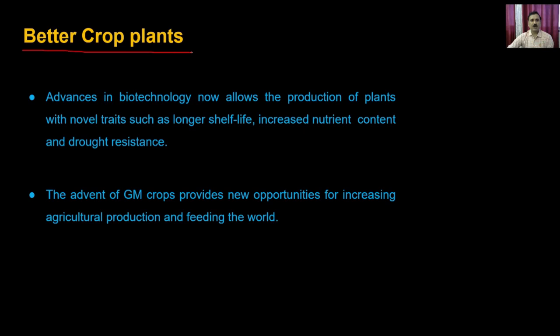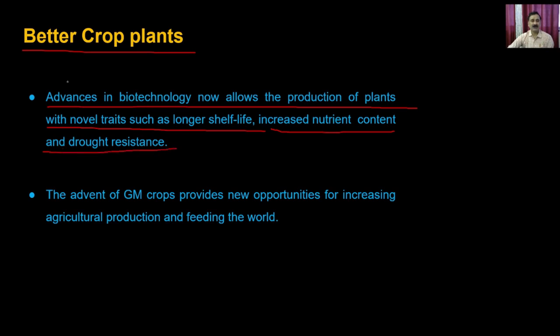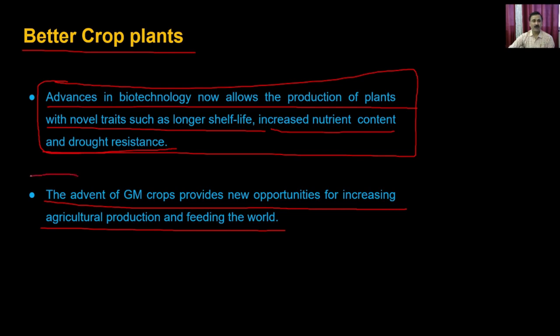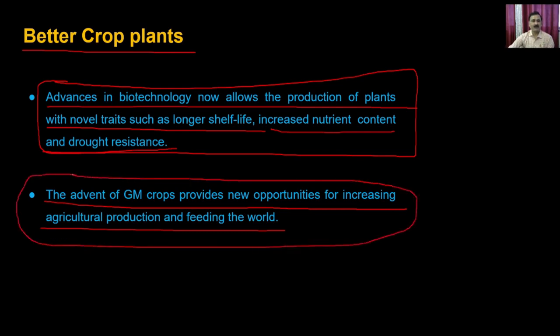So when you want better crop plants, the advances in biotechnology now allow the production of plants with novel traits such as longer shelf lives, increased nutrient content, and drought resistance. And that is the way it's helping to increase productivity. The advent of genetically modified crops provided a new opportunity for increasing agricultural production and feeding the world. And that's how it's good to use biotechnology for better crop production and better crop plants. But as I said, it is also associated with some side effects and different types of concerns that are being raised.